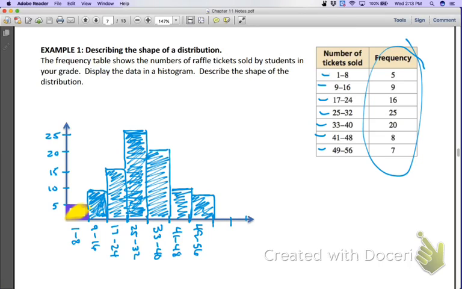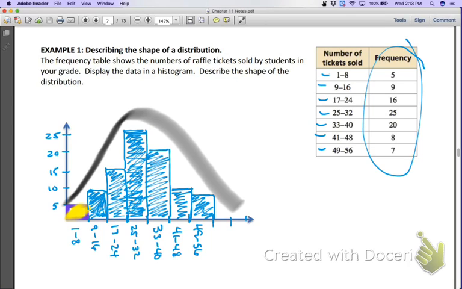So here's my histogram. What would you say, if I would actually put a curve on my histogram, would you say that it is symmetric? Is it skewed left? Is it skewed right? What do you think as far as your values and the shape of your curve?